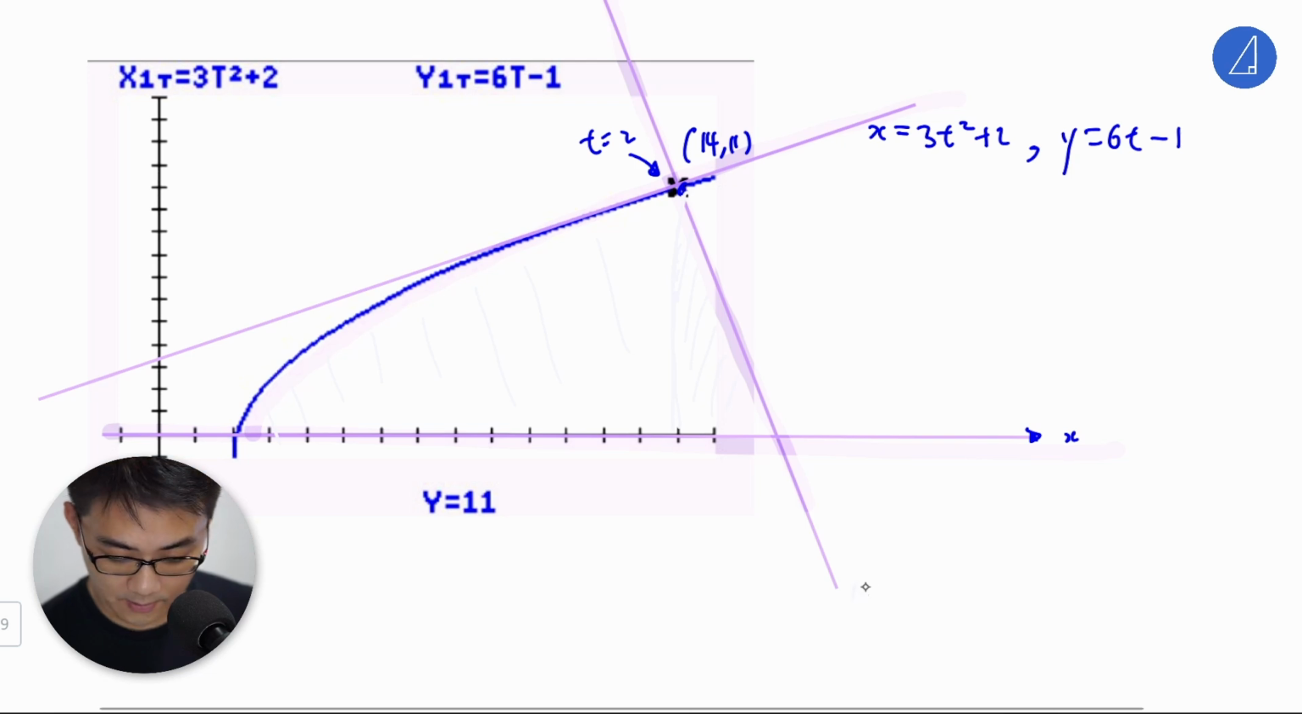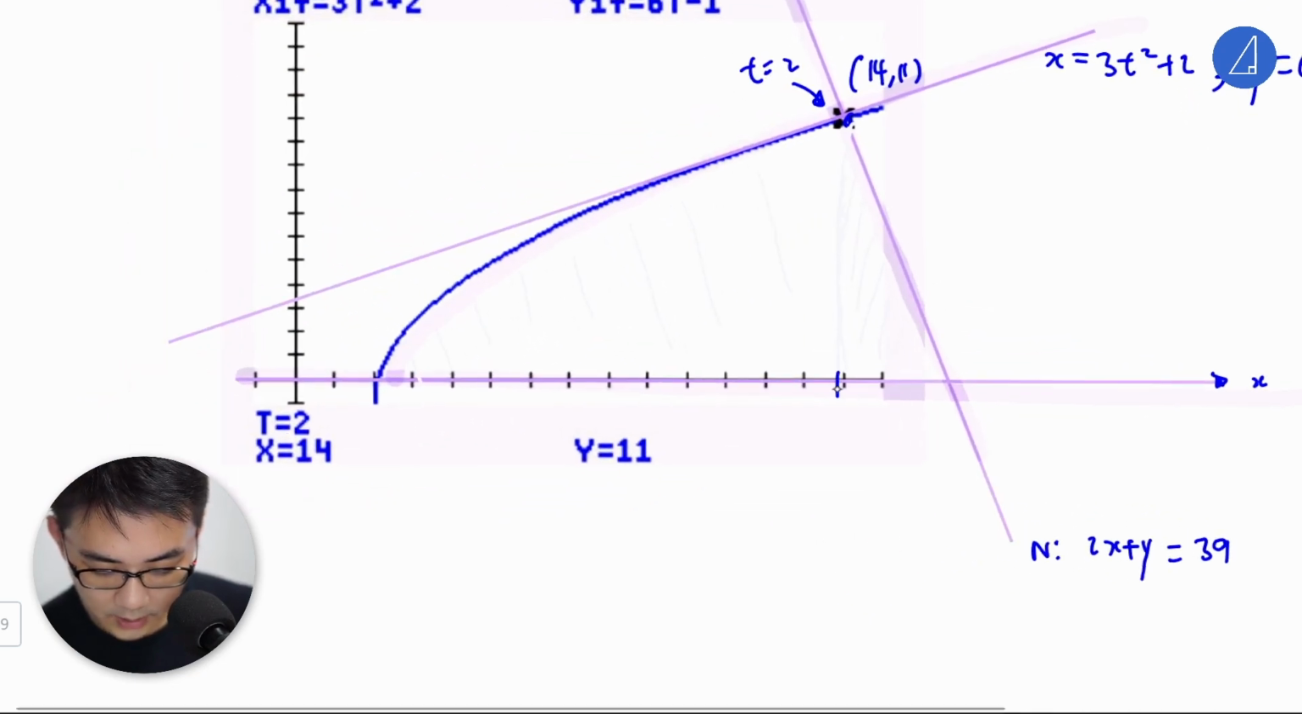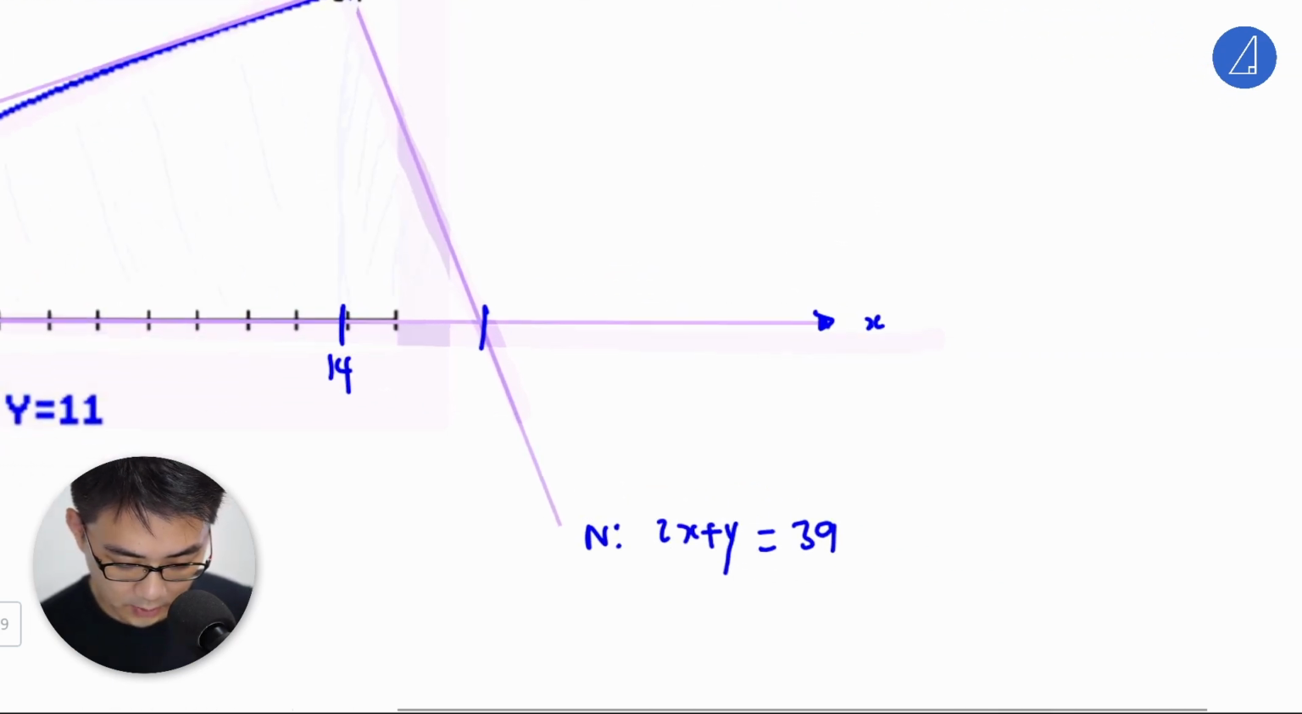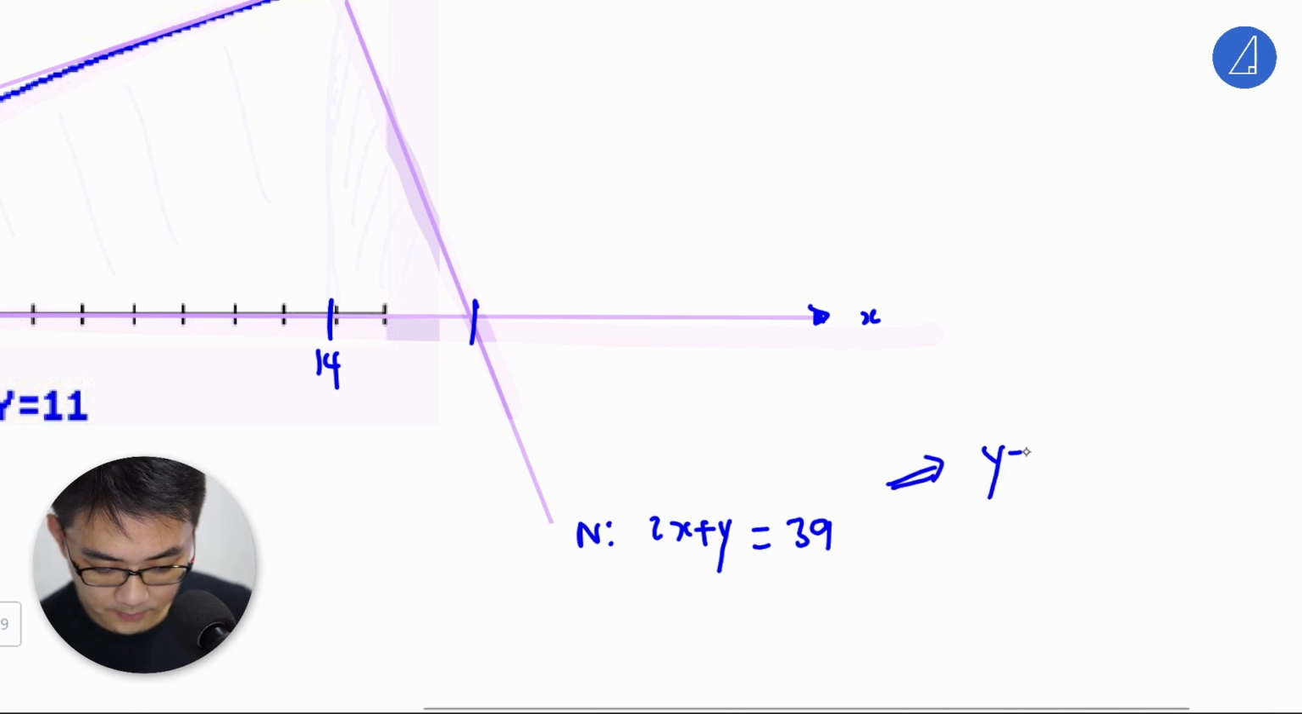This is line N, where the equation is just 2x plus y equals to 39. So this is 14. So to find this part here shouldn't be too big of a problem. What we need is actually when y is 0, x is just 39 over 2. So this is 39 over 2.